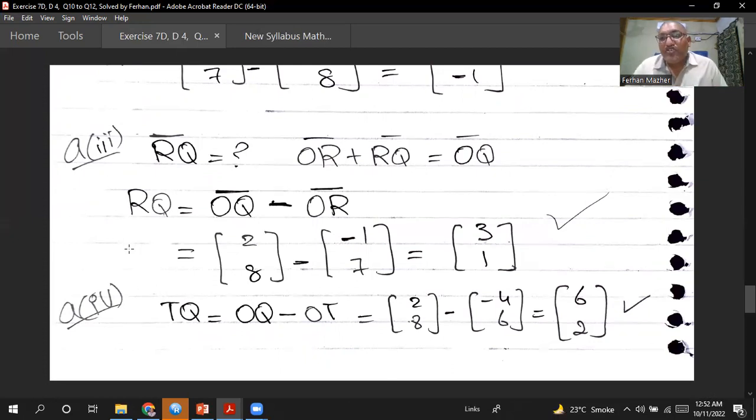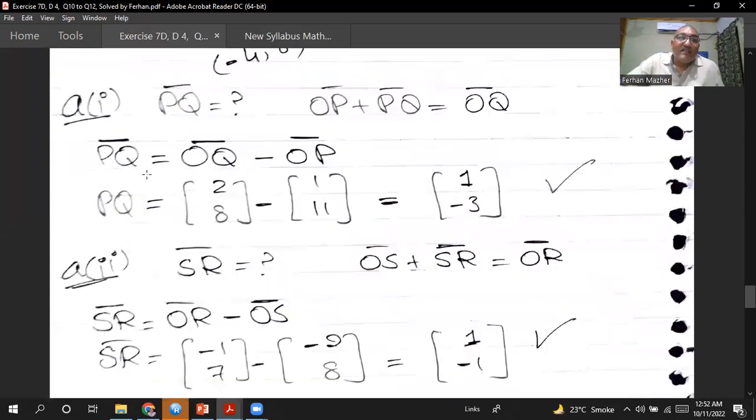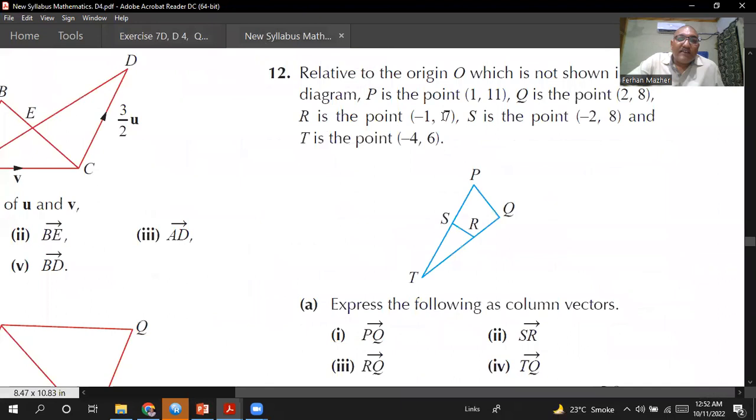So OQ, that's the position vector of the point Q. Its coordinates can be written in the form of a column vector. So that will be (2, 8) minus OT, the coordinates of the point T written in column vector form. That's the position vector of T, and that will be (-4, 6). So when you subtract both these column vectors, you get 2 minus minus 4, that is 2 plus 4, and that will be 6. 8 minus 6, that will be 2. So the column vector for the TQ will be (6, 2). Hopefully you understand. So that is how you find the TQ.